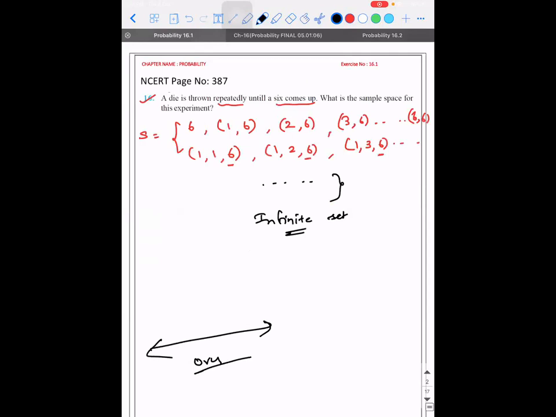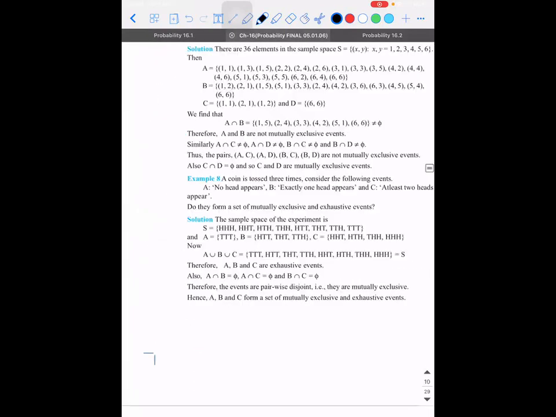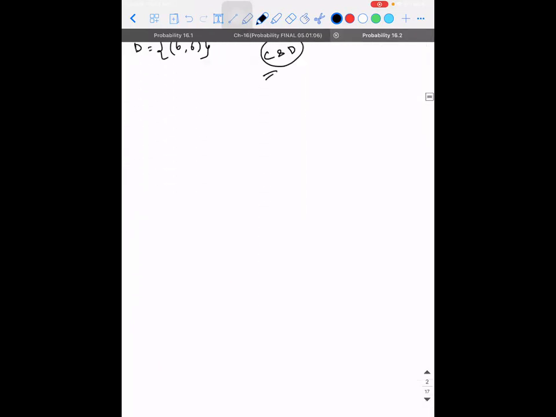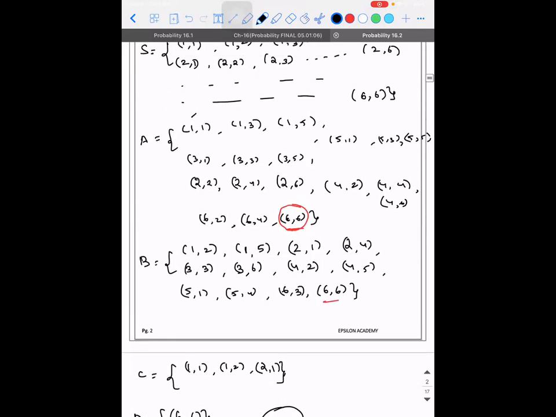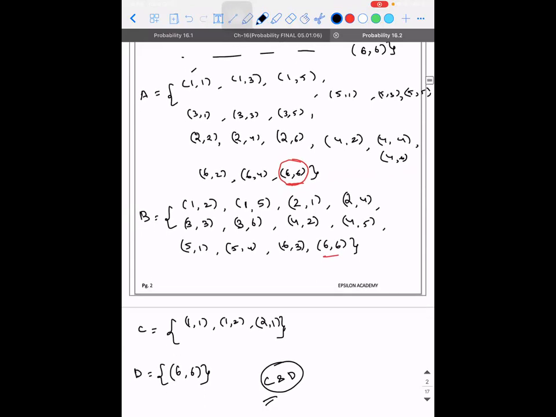Let's check the answer once. Yes, so C and D are mutually exclusive. Shall I proceed to the next one?